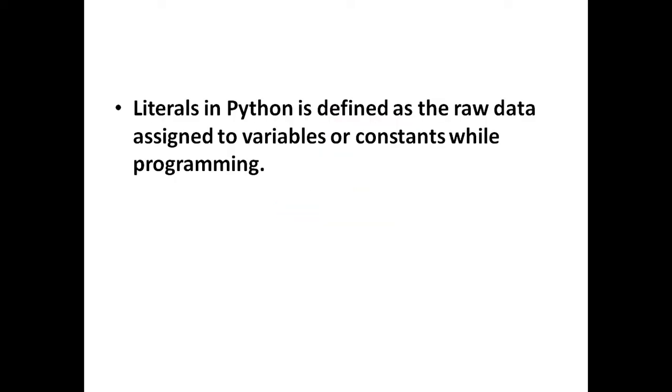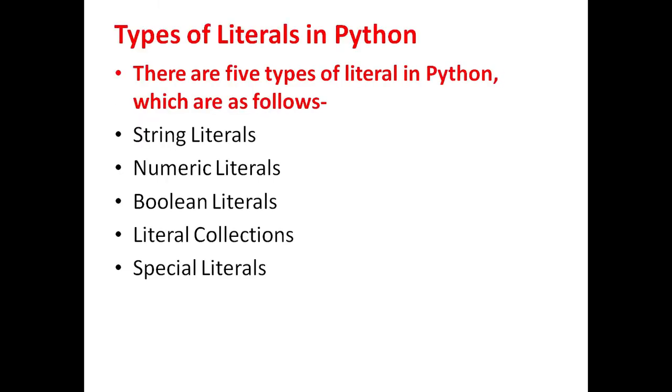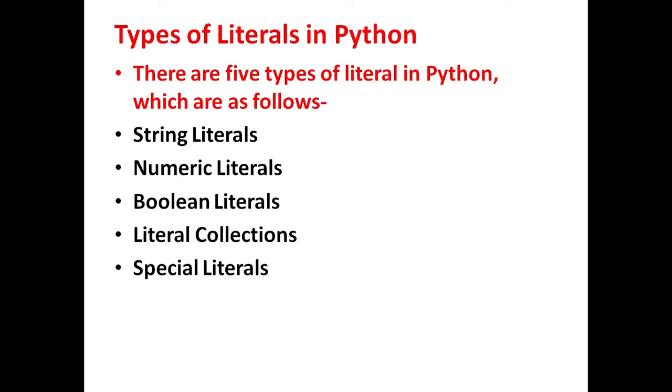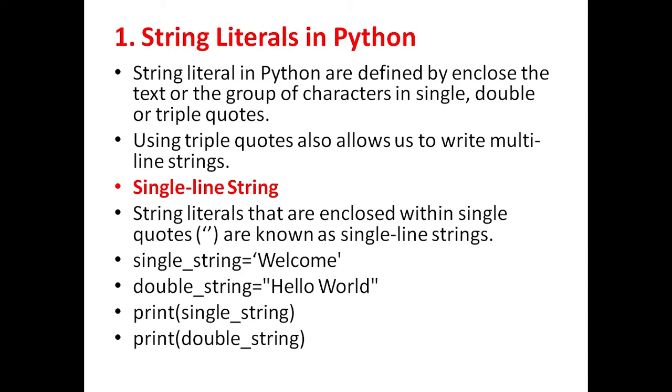Here we will see literals in Python. Literals in Python are defined as raw data assigned to the variables or constants while programming. There are 5 types of literals in Python: string literal, numeric literal, Boolean literal, literal collections and special literals. First we will see string literal.